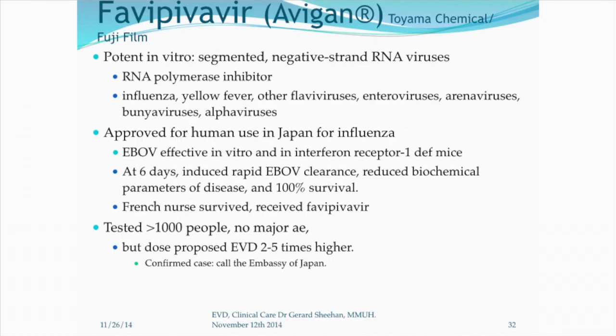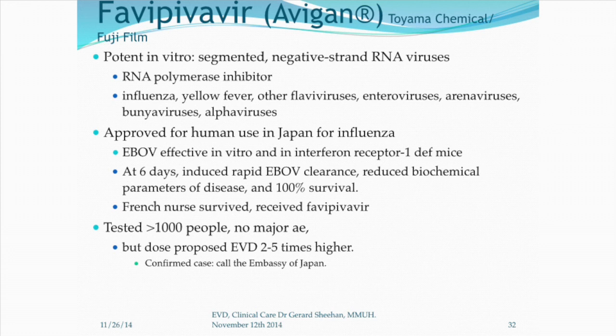There's also another drug called Avigan is the trade name. It's a Japanese product. Fujifilm own it. It's available through Japan. It's approved for use in studying humans for influenza. Been used in about 1,000 people. Got used in a French nurse who survived it. If you want to get it, you call the embassy of Japan. It starts from there. So I think there'd be a delay on this one. There's other therapies, a thing called TKM-Ebola, which in healthy volunteers seems like it might be dangerous. And there's this intriguing possibility about chloroquine.